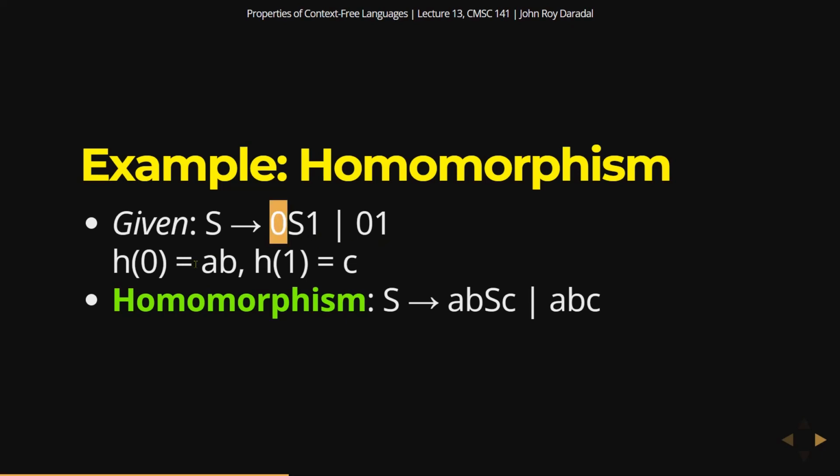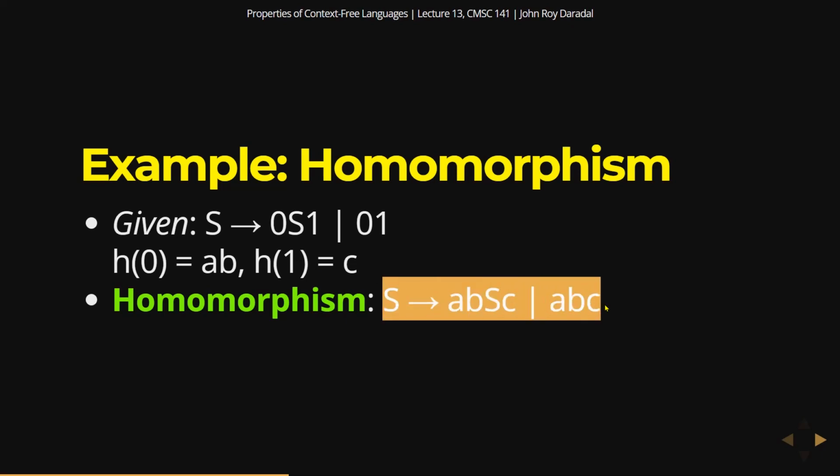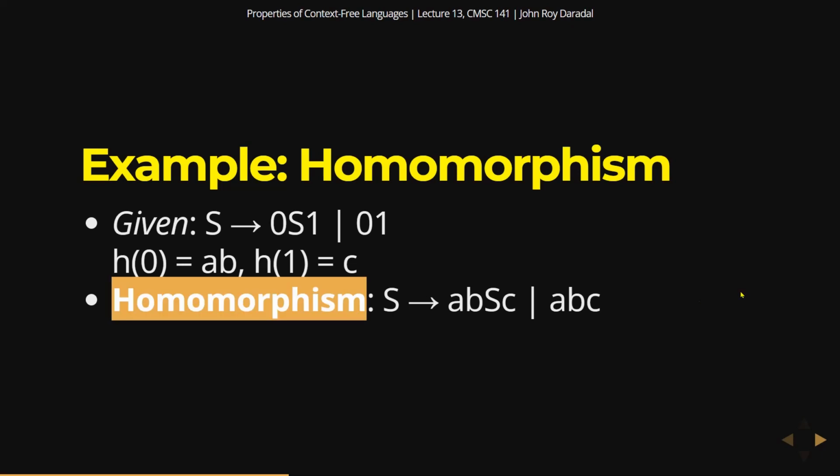So the zeros would be replaced with AB, so it became AB here, and then the 1 would be replaced with C. So that's why this became ABSC and then ABC. Okay? So pretty straightforward also. Just replace it with the homomorphism, and then you will get a valid context-free grammar. And since you got a CFG, then we are sure that the homomorphism is also a context-free language.